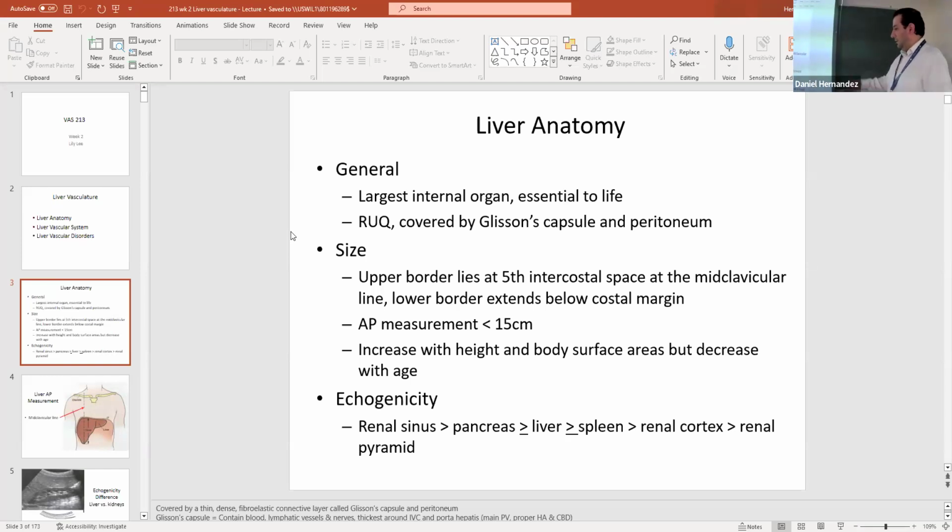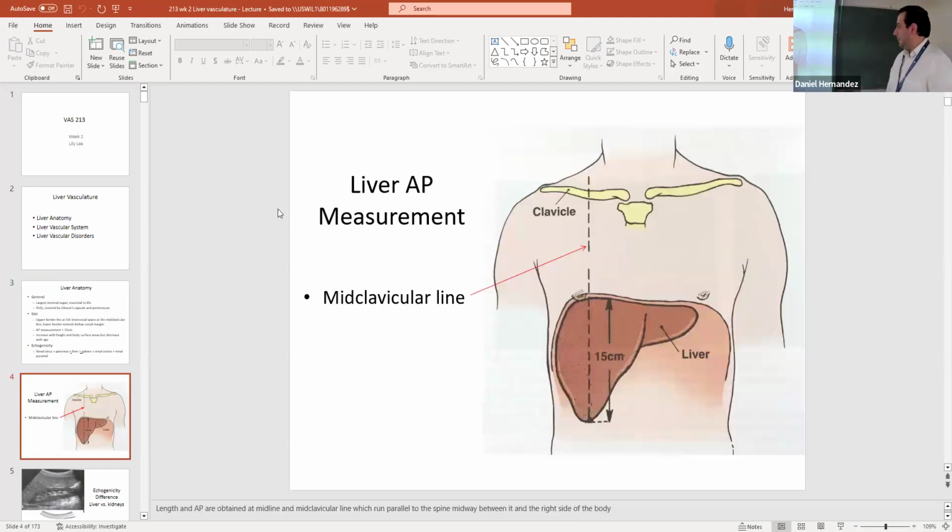And then we have the renal cortex, which is the tissue on the outer portion of the kidney. Should be a little bit lower in echogenicity compared to the liver. And then the renal pyramids are essentially anechoic or very hypoechoic. This was just a demonstration of that liver measurement, the anterior posterior measurement, if you're utilizing the technique where we measure along the midclavicular line.